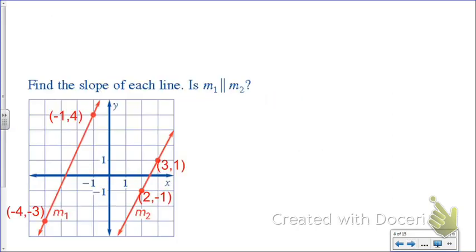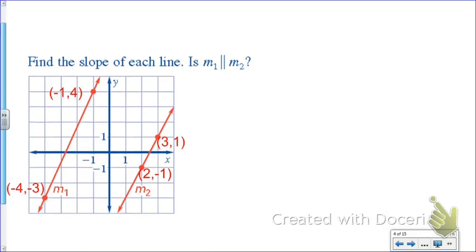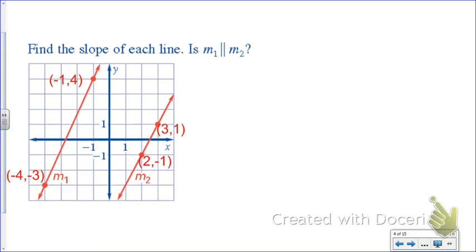Find the slope of each line. Is m1 parallel to m2? In other words, is the slope for number 1 the same as the slope for number 2? Remember that there are a couple of different ways that you can find slopes. We can do it the equation way. Remember the slope formula: m equals y2 minus y1 over x2 minus x1.